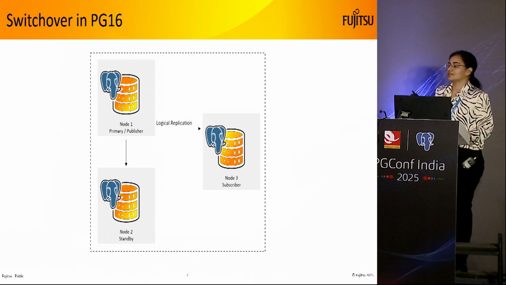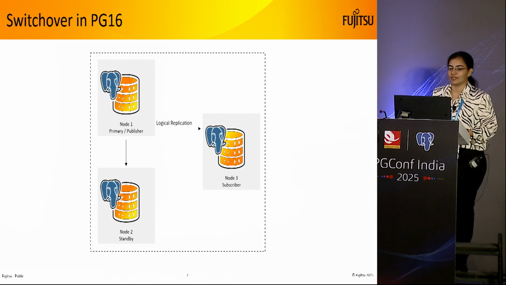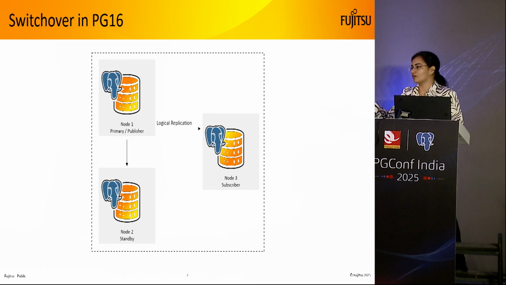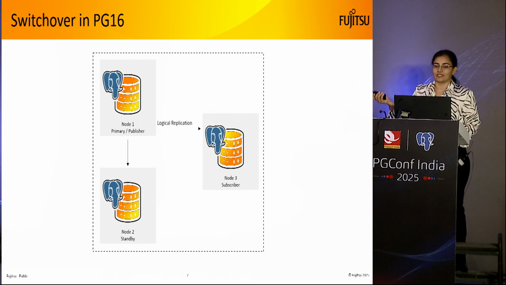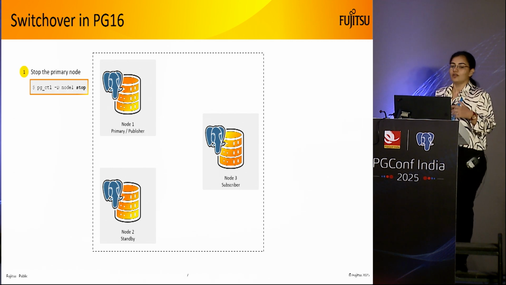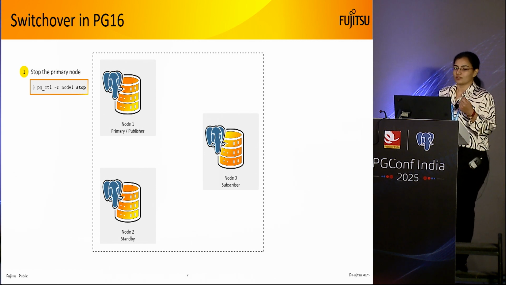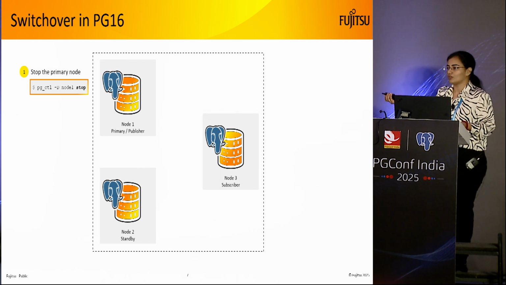So let's see how logical replication is impacted during a switchover in PostgreSQL 16, where this new feature is not available. Consider a setup with 3 nodes. Node 1 is the primary or publisher node, node 2 is the standby of node 1, and there is a logical replication setup between node 1 and node 3. Node 3 is our subscriber node. As part of switchover, the first step is to stop the primary node. As soon as the primary goes down, the replication breaks, and there is no longer logical replication between node 1 and node 3.